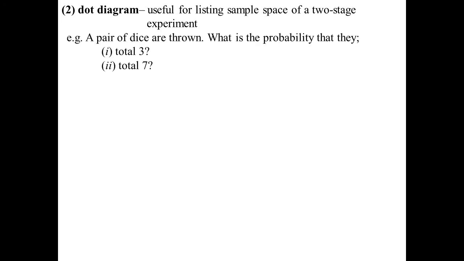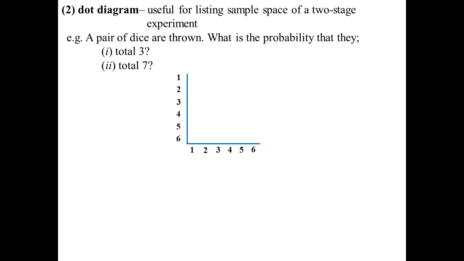Second idea, dot diagrams. Okay, this is certainly useful when it's a 2-stage. So here's a question. We're going to roll a pair of dice. This time they're just regular ones, going from 1 to 6. What's the probability, first of all, that they total 3, and second of all, total 7?